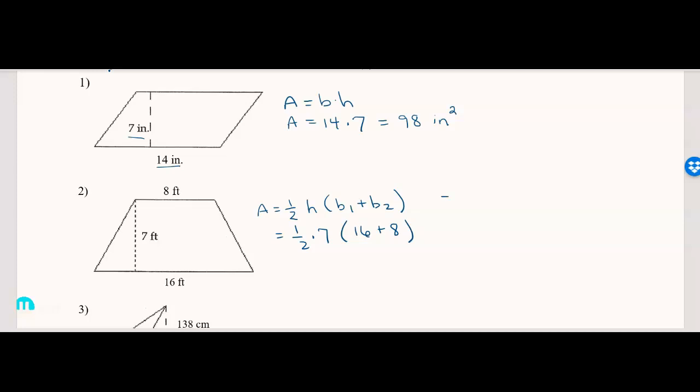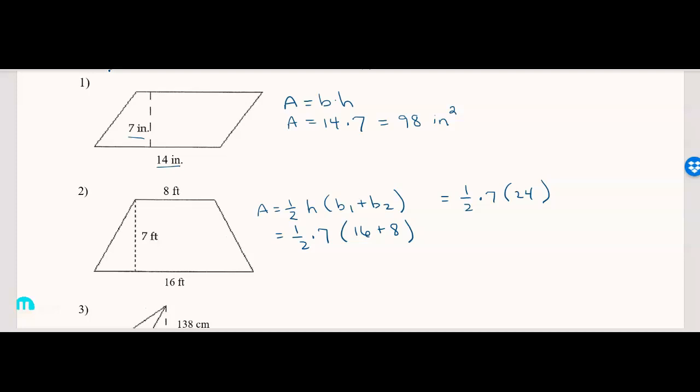All right, I'm going to keep going. So this is going to be 1/2 times 7 times 24. And actually what you're going to do next, and you can do this on your calculator, is take 24 times 7 and then take half of that.